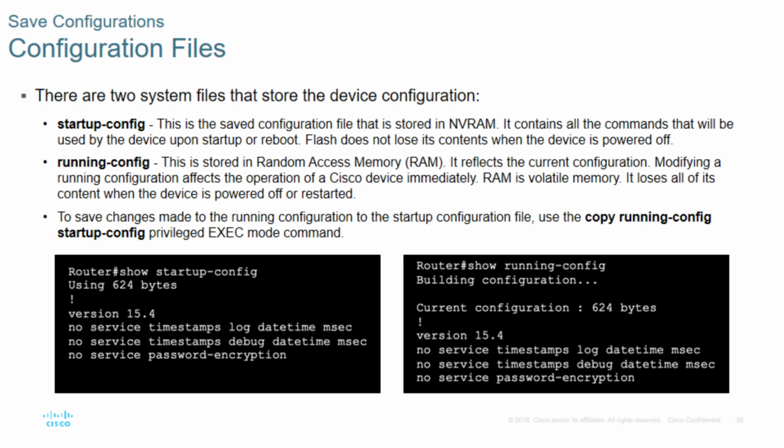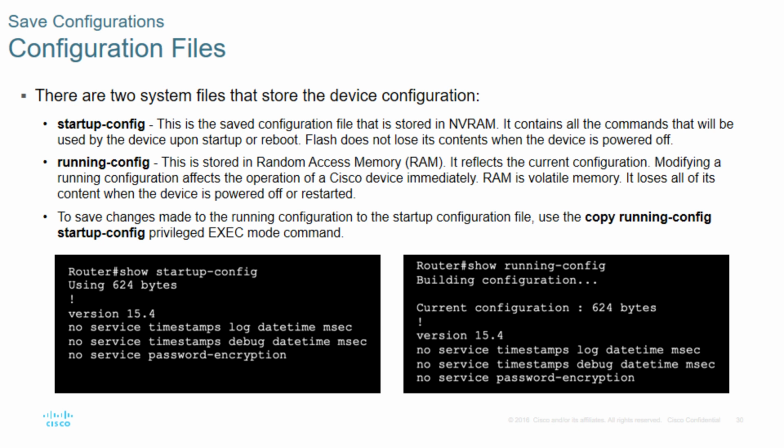It contains all the commands that will be used by the device upon startup or reboot. And flash doesn't lose its contents when the device is powered off. And running config is stored in random access memory. It reflects the current configuration, and modifying the running configuration affects the operation of a device immediately, right? So the show running-config privileged EXEC mode command is used to view the running config, as shown in this example, and the command will list the complete configuration currently stored in RAM.